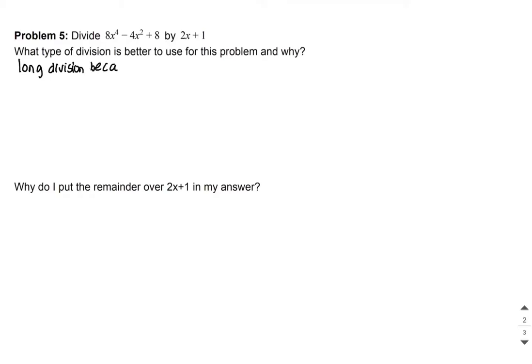I'm going to use long division because I have a 2 as the coefficient for x in the binomial I am dividing by.